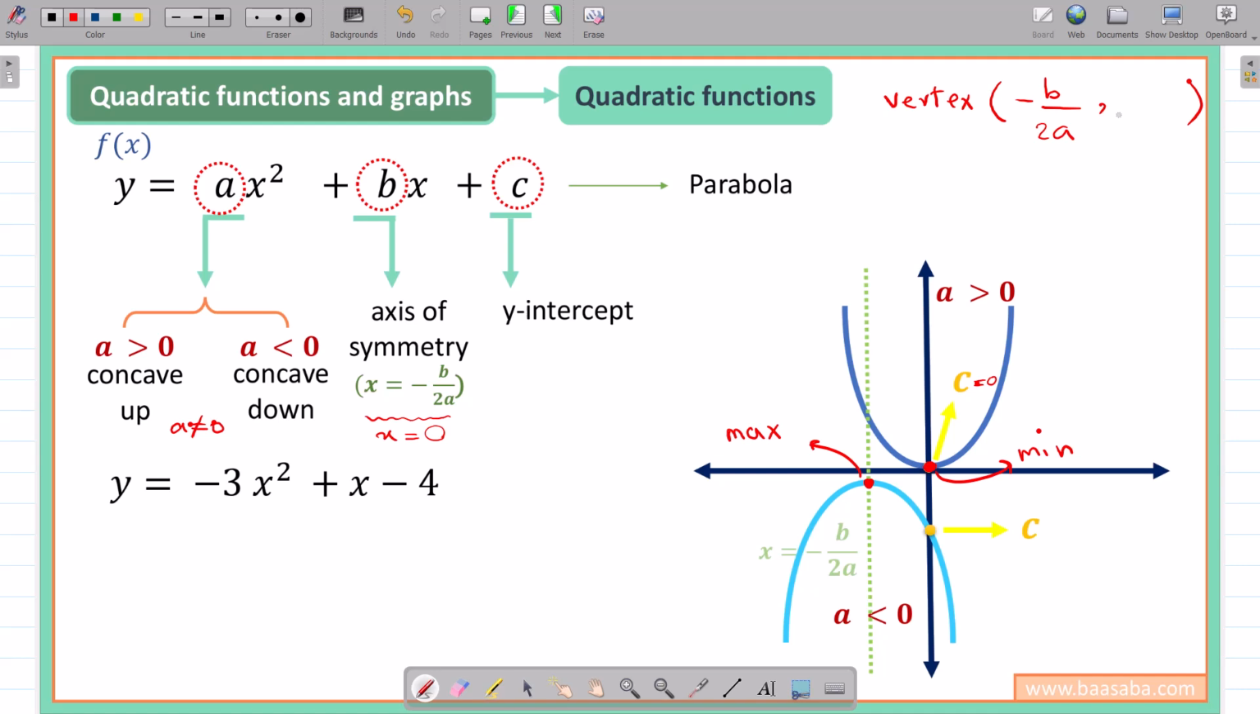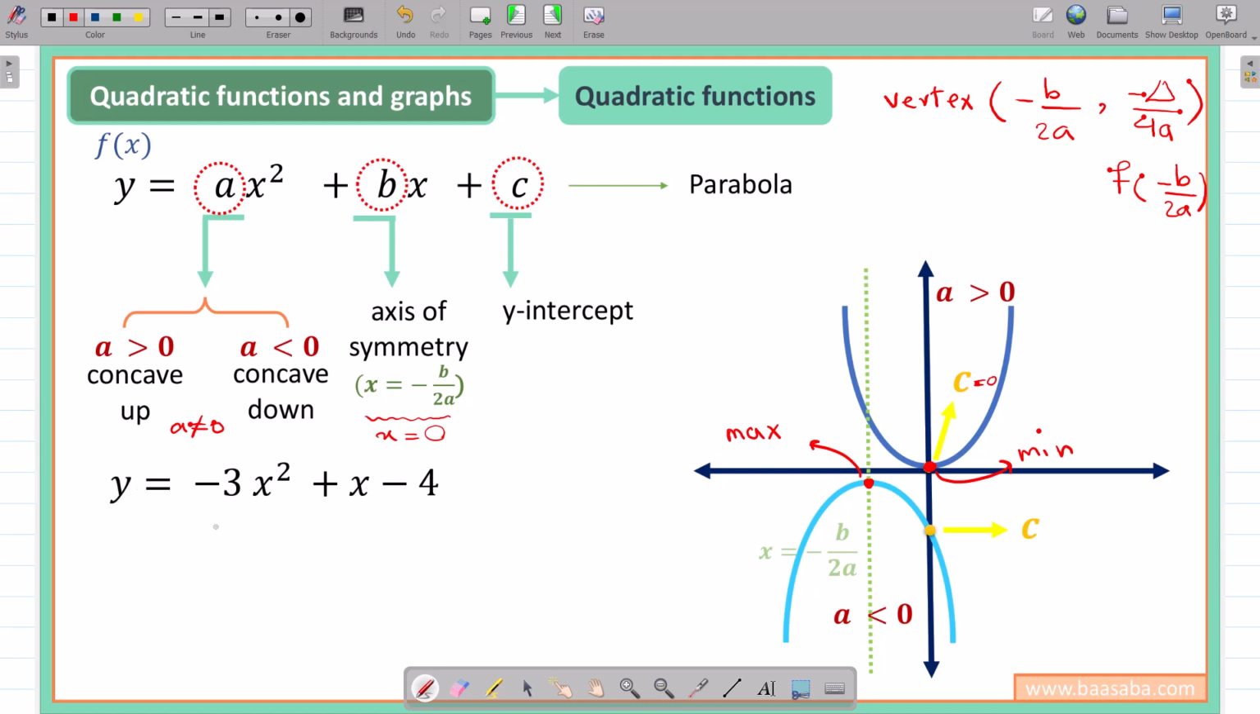For calculating the y, there are two ways to calculate the y coordinate of the vertex. One of these two ways is -delta/4a. We're going to talk more about the amount of delta in the next video. And the other one is f(-b/2a). It means the y amount when we substitute the x with -b/2a. We're going to do all the calculations in this example.